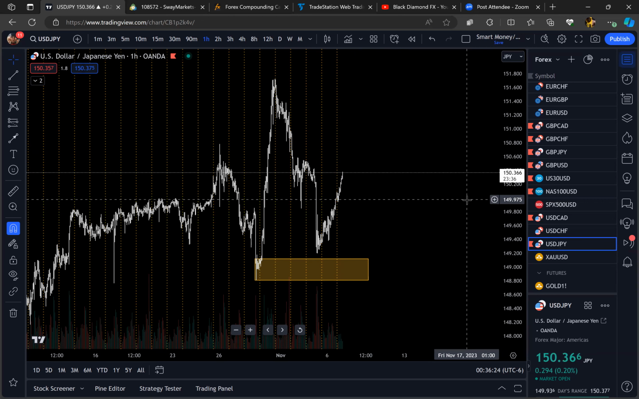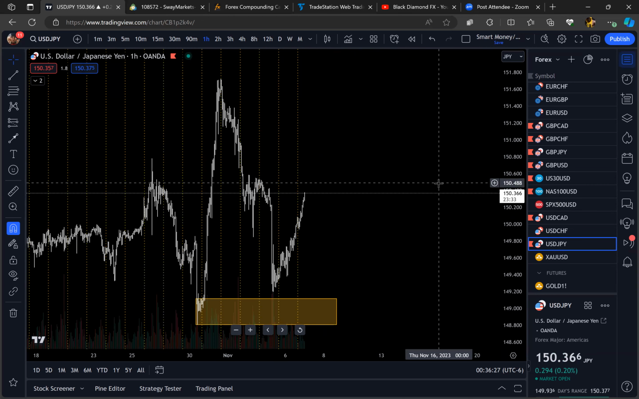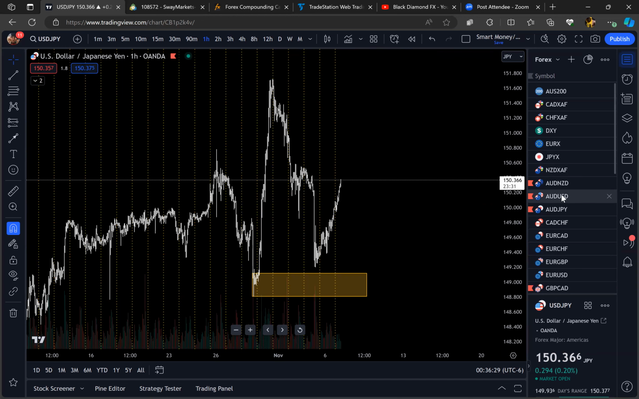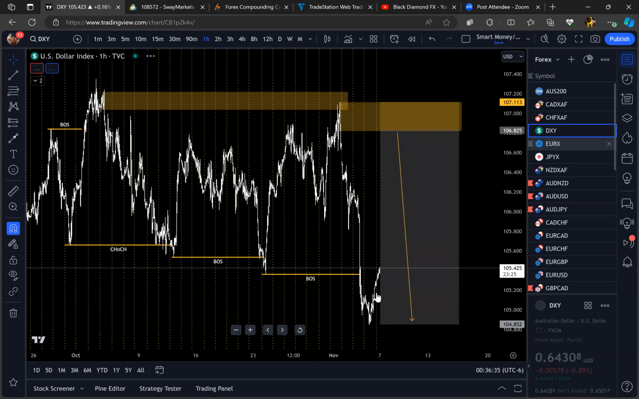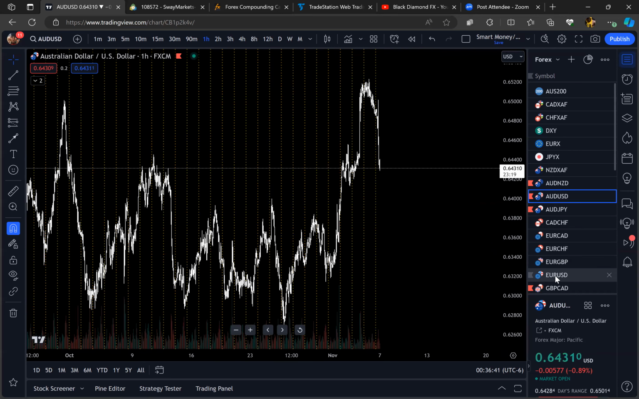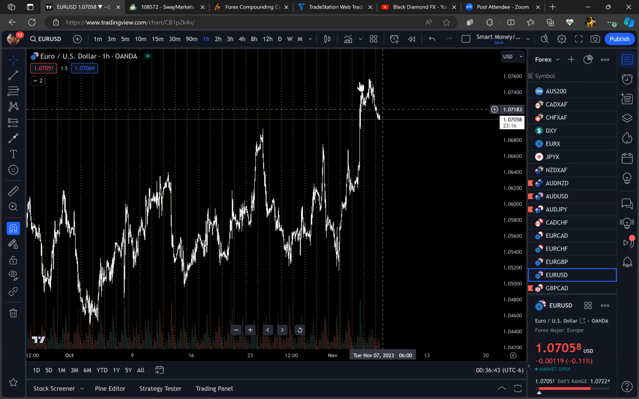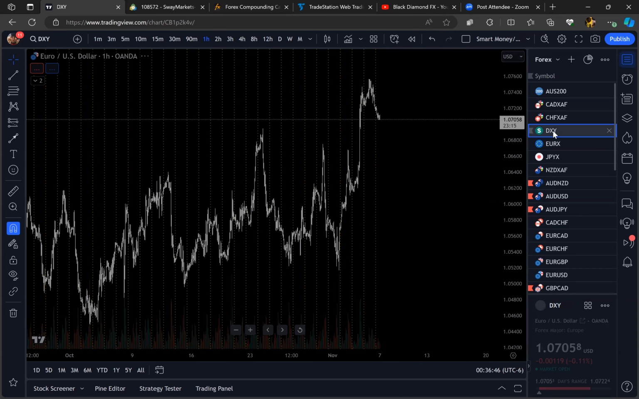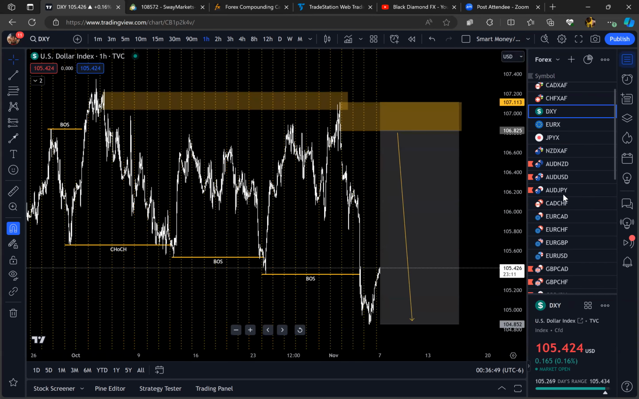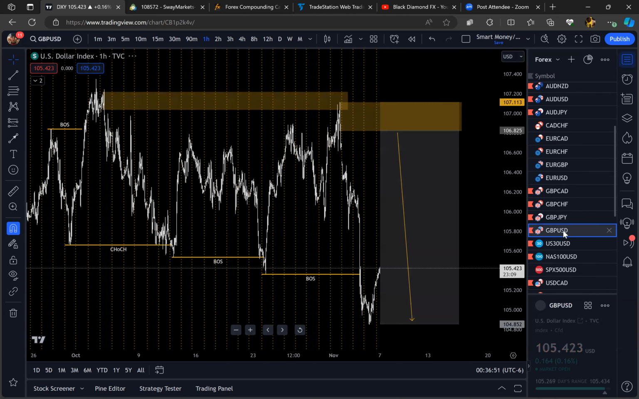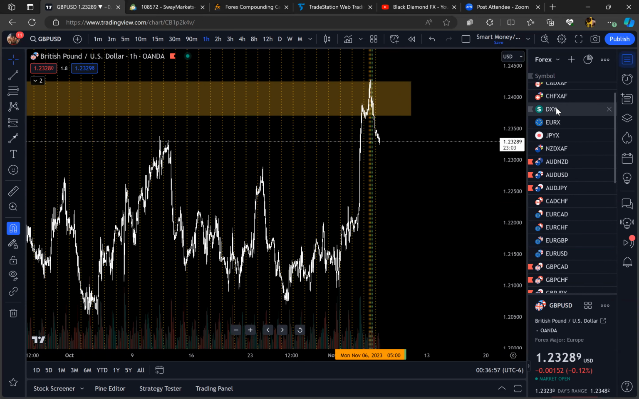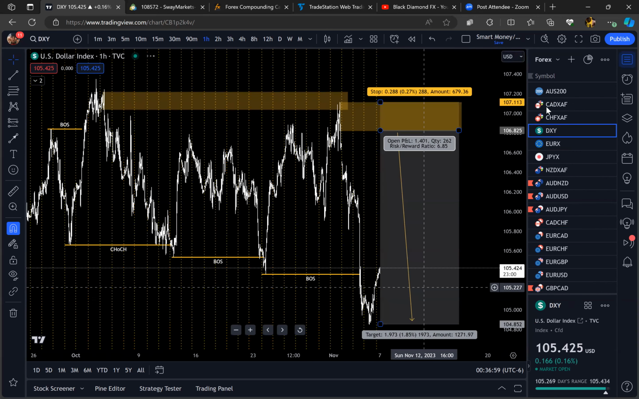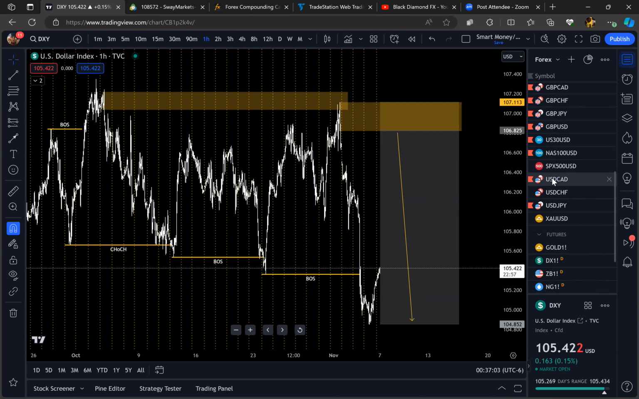Now, on the flip side of that, the pairs that end with USD will be moving in the opposite direction. Let's look at AUD USD coming down. See that? DXY coming up here, AUD coming down here. EUR USD, see? Coming down, DXY coming up. GBP USD coming down. GU coming down, DXY coming up. And I don't have NZD USD.